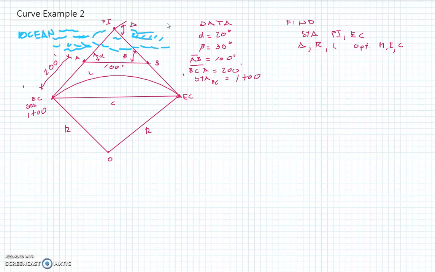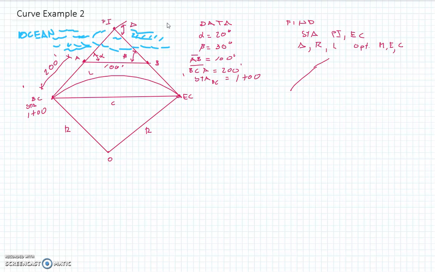So I decided to do this the easy way, because the concept here is to find the distance from the PI to A, find your tangent, and find all the elements. They are asking you to find the station of the PI, the station at the end of the curve, and the delta, the R and L. If you want, you can also find the medium ordinate, the external, and the chord. But the problem asks for delta, the radius, the length of the curve, and the station at the PI and EC. I'm going to show you how to solve this problem.